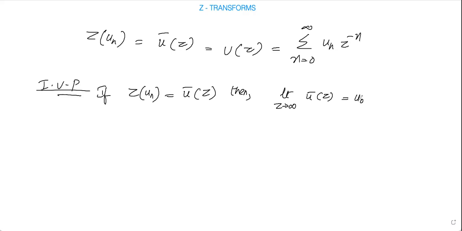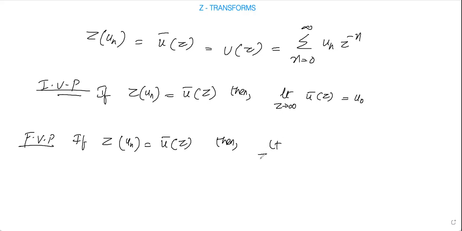And the final value property, that is, if Z of un is equal to U bar of Z, then the limit as Z tends to infinity of un is the limit as Z tends to 1 of Z minus 1 times U bar of Z.